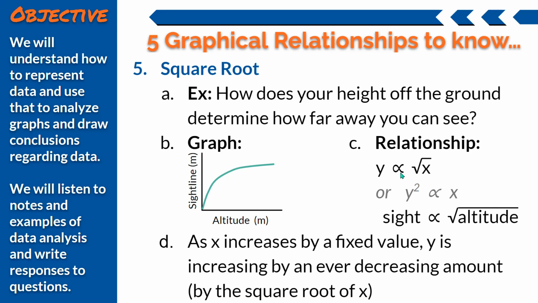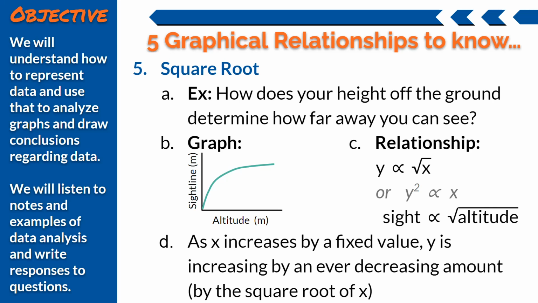Okay, I would say that means that y is proportional to the square root of x. You could also write this as y squared is proportional to x, which of course you would get by squaring both sides. Okay, so that is another way of writing that same thing. In my graph, that would be distance seen is directly proportional to the square root of altitude. And in a square root relationship, that means that as your x value increases by a fixed value, your y value is increasing by an ever decreasing amount, because of course it's increasing by the square root of x.